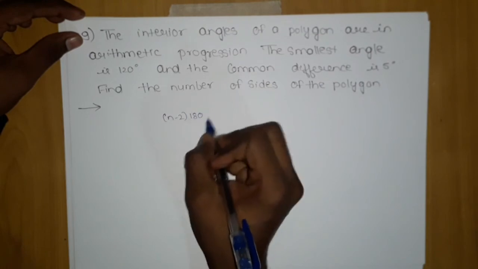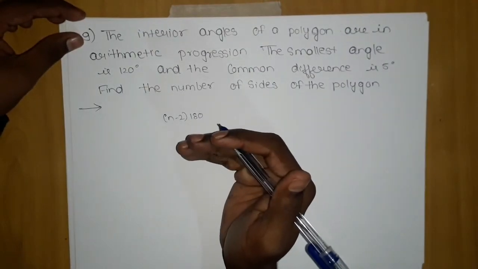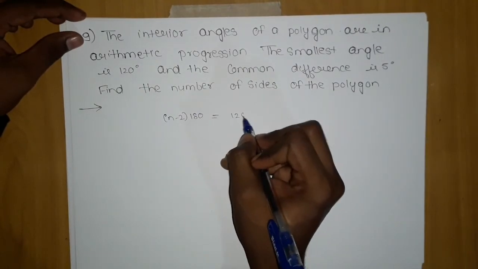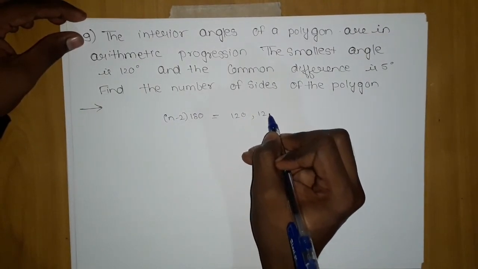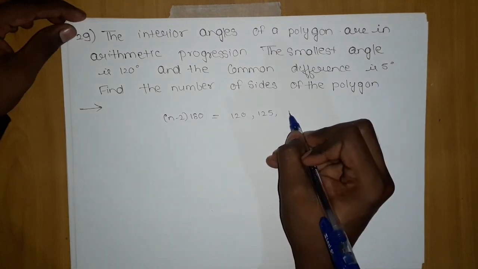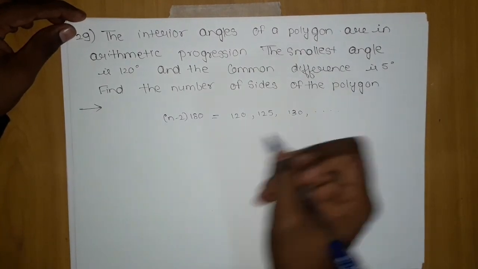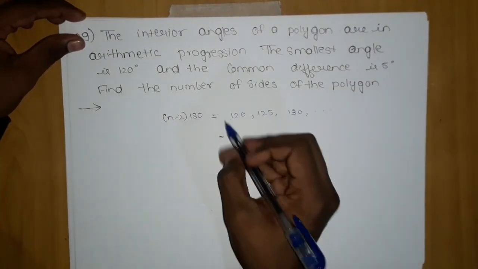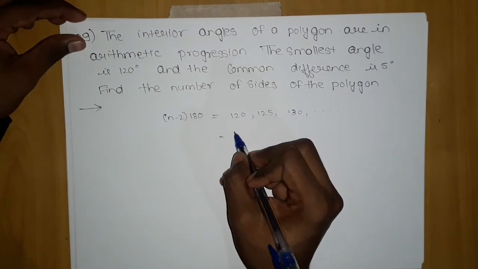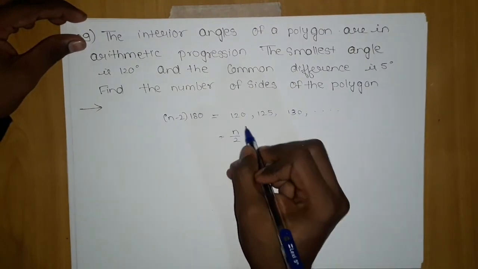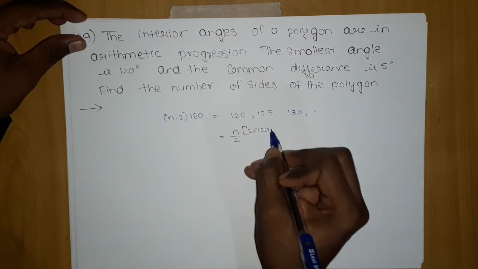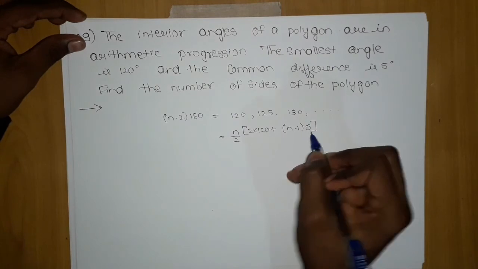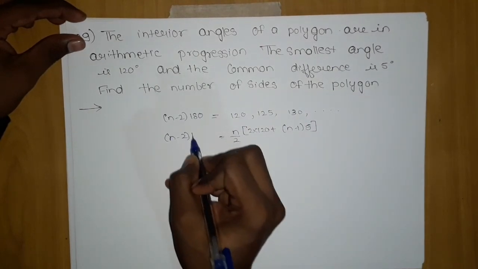Okay, it is 360 total angle divided by the number of triangles which can be formed in the polygon. It should be equal to what? It is told that the first angle is 120, then the next angle is 125, because the difference is 5, then 130. Similarly it goes on. So this is the sum of the interior angles of the polygon. If I want to write its sum, it is n by 2 into 2 into 120 plus n minus 1 into d, which is 5. This is equal to n minus 2 into 180.